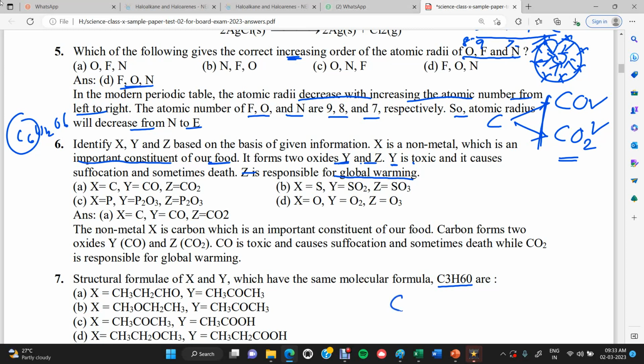Listen here, C3 means I made three carbons, and you know that the terminal carbon should have CH3, right? There is only one O, right? So there is a possibility of an OH group or a CHO group or a C double bond O group. C double bond O is nothing but ketone, OH is nothing but alcohol, and CHO is nothing but aldehyde. So let us check it out. Let us write first CH2OH.